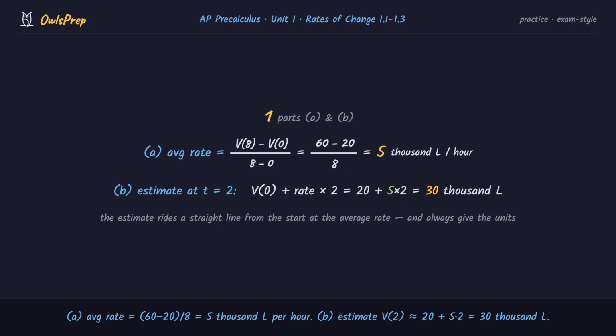Part A. The average rate of change is the change in volume over the change in time, 60 minus 20 over 8. That's 40 over 8, 5,000 liters per hour. Always write the units. Part B. To estimate the volume at T equals 2, start at V of 0, 20, and add the average rate times 2 hours. 20 plus 5 times 2, 30,000 liters.